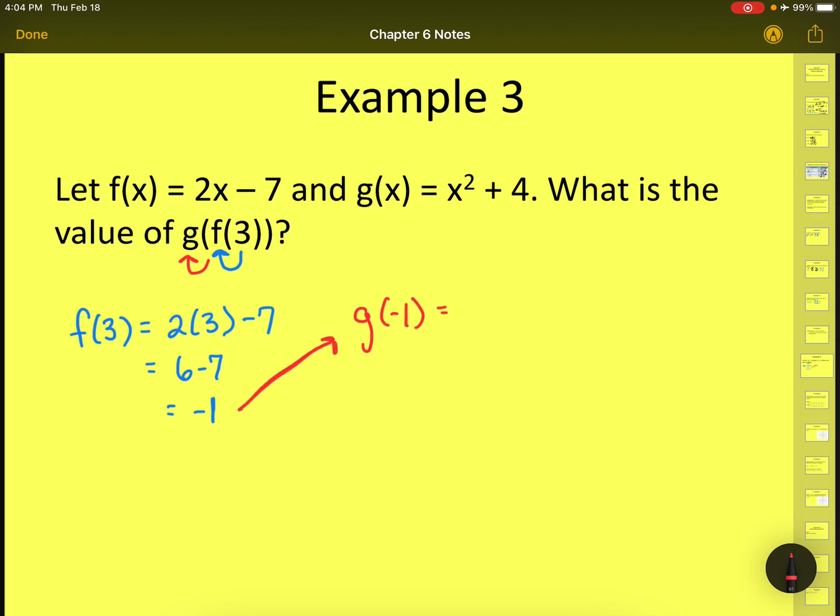Okay, so g of negative 1 now, here's my g function. I'm putting it in parentheses because it's negative, and I'm adding 4. So negative 1 squared is 1, plus 4, which is 5. And 5 is going to be my overall answer because I ran out of stuff to plug 5 back into. g was my last function I needed to plug it into. So 5 is my answer here.